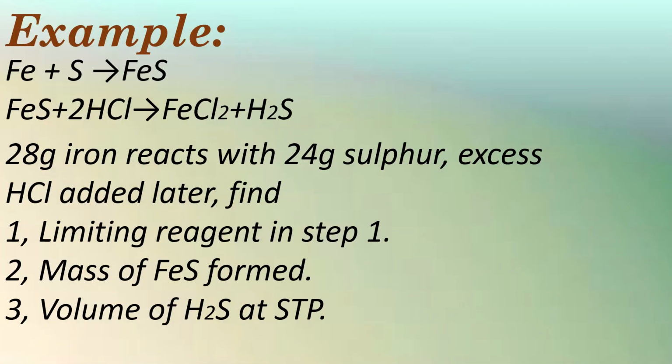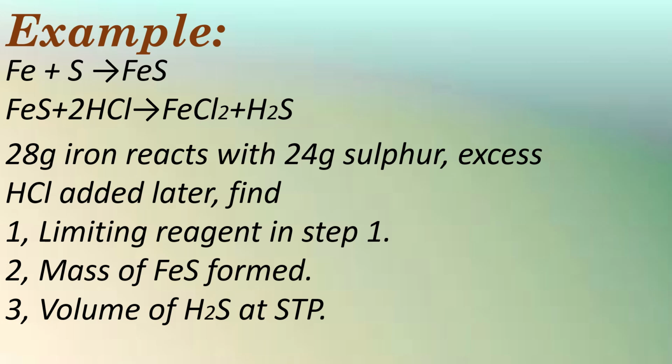Example: these are two-step reactions, two equations. Iron, a transition metal, reacts with sulfur, a non-metal, to form iron sulfide, and iron sulfide reacts with 2 moles of hydrochloric acid to produce ferrous chloride and hydrogen sulfide gas.